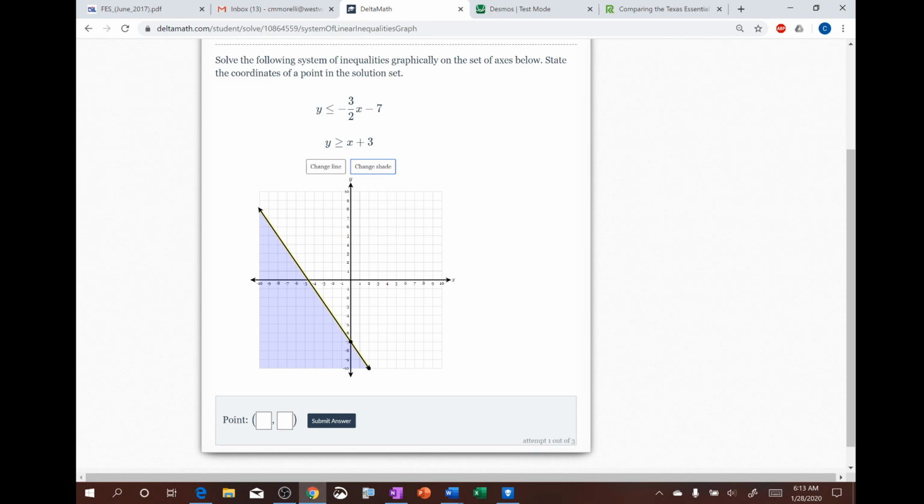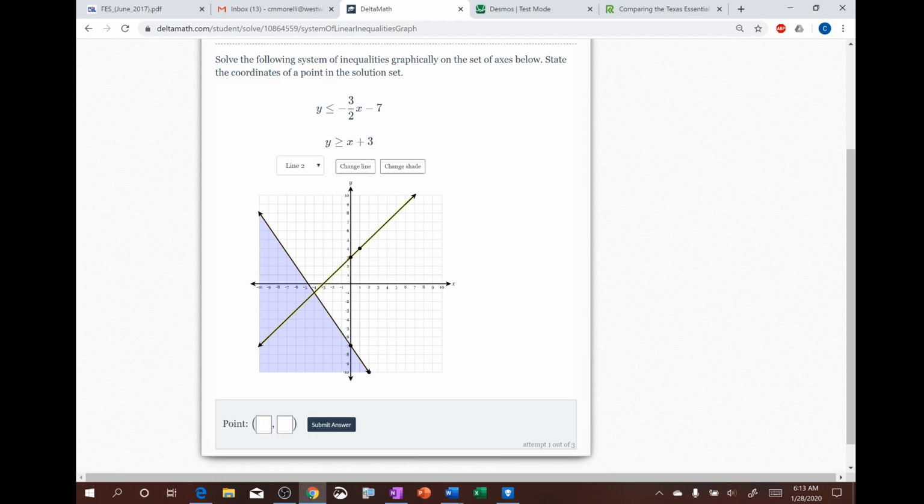Now we plot this next inequality. So we'll start at the y-intercept of 3, and then we'll use that slope, which is just x, which means 1. So the rise is 1, and the run is 1. Plot right there. It's a greater than or equal to symbol, so it's a solid line, and we shade above that line.